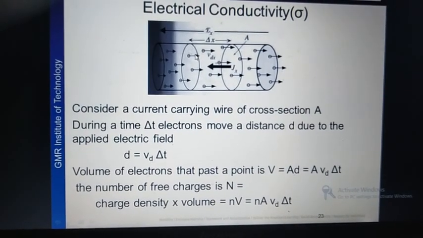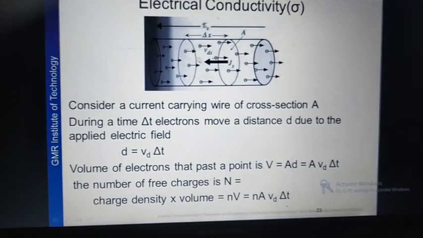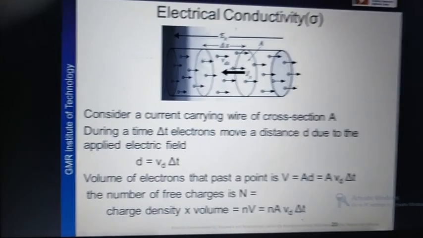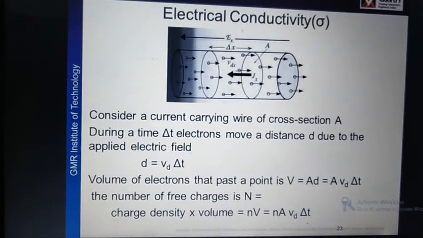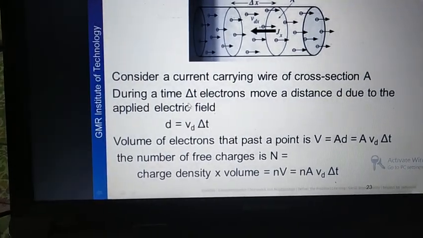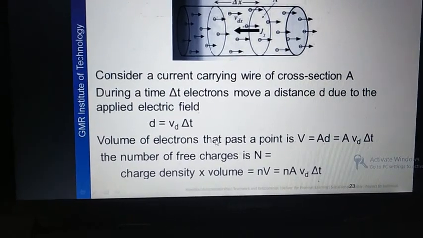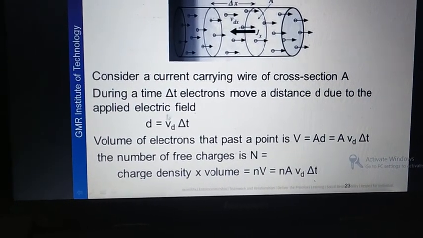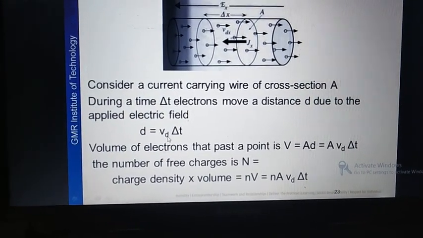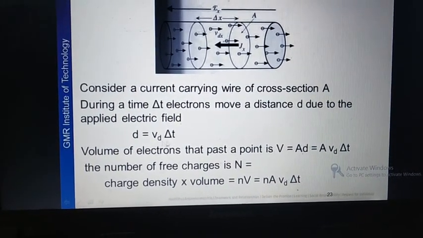During a time delta t, suppose I consider a time delta t, the electrons move a distance d. Due to the application of the electric field, the electrons are moving exactly opposite to the direction of the electric field, and they move a certain distance. If you know the velocity and time, the distance is equal to velocity into time. The velocity gained by the electrons is Vd, and the time taken for covering the distance d is delta t. So d is equal to Vd into delta t.